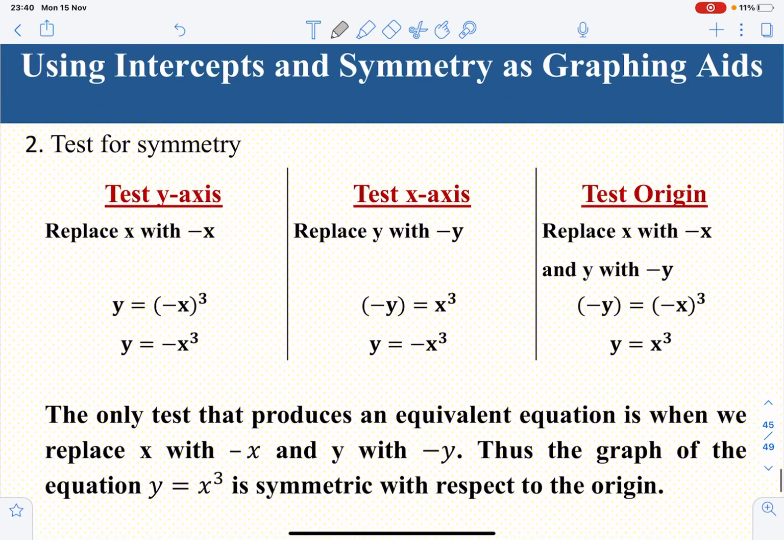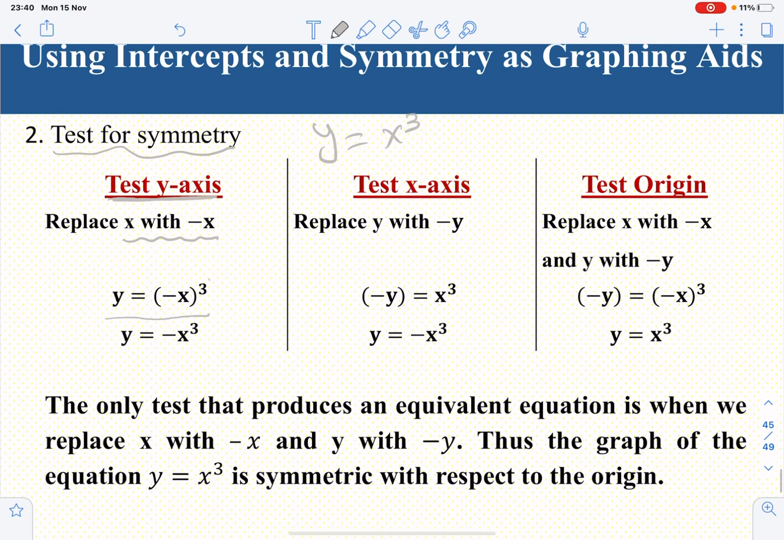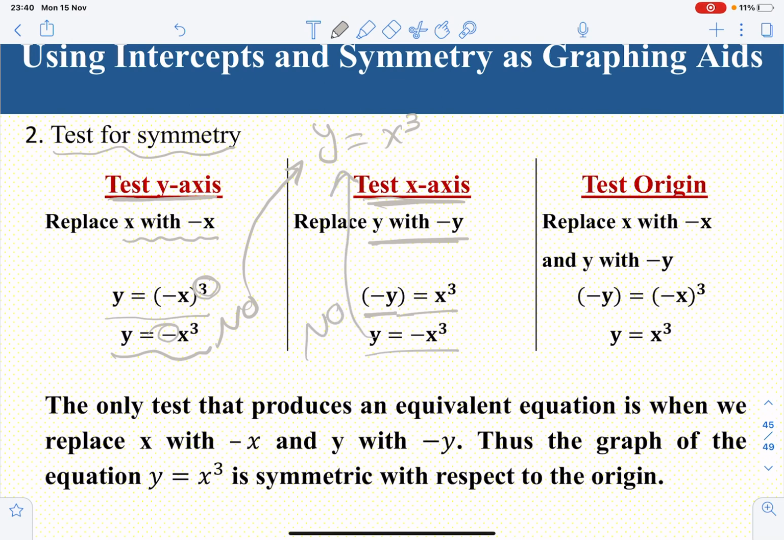Now to test the symmetry, I will first test the symmetry with respect to y. So I'm going to replace x with negative x. In my equation, which is y equals x to the power 3, I will change x to negative x, but the power here is odd, so the negative will remain. This is different than this one, so no. Now in the test for the x-axis, I will change y to negative y, so negative y equals x to the power 3. This is again not the same as the original, so no.